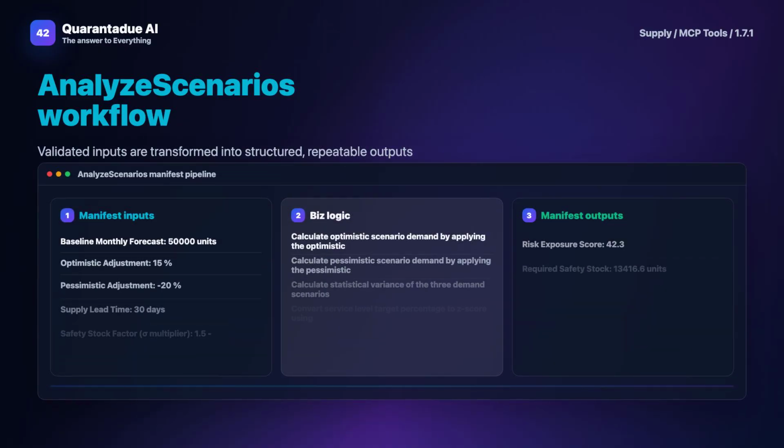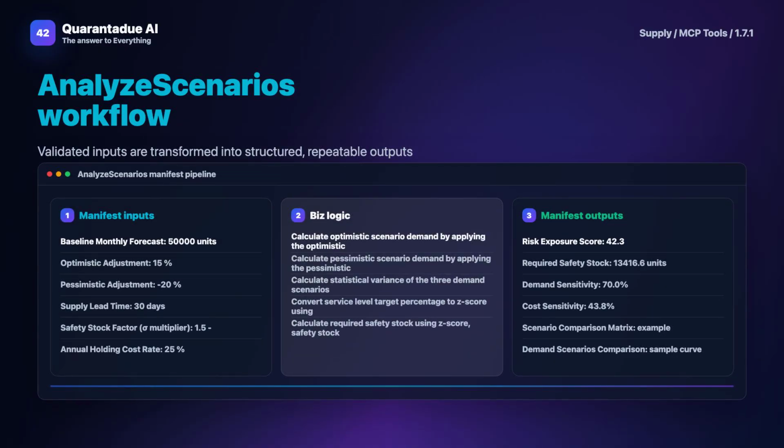The workflow then applies calculate optimistic scenario demand by applying the optimistic adjustment percentage to the baseline forecast. Calculate pessimistic scenario demand by applying the pessimistic adjustment percentage to the baseline forecast. Calculate statistical variance of the three demand scenarios, baseline, optimistic, pessimistic, to quantify demand uncertainty.